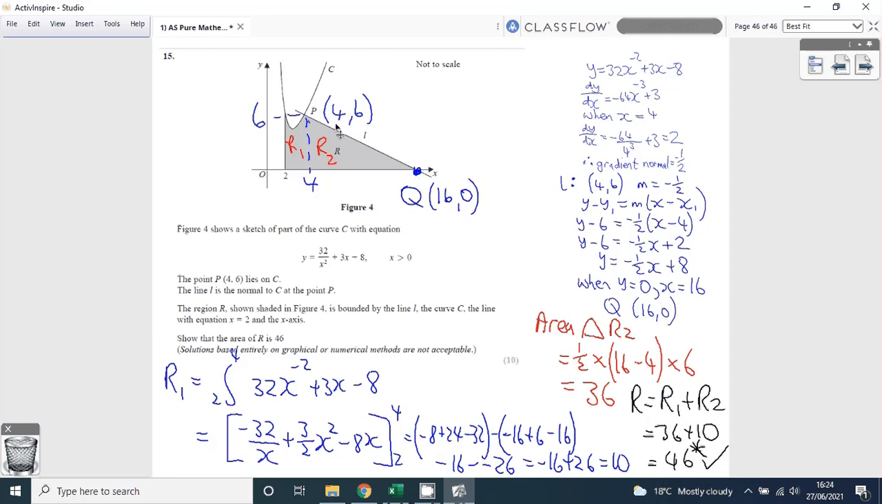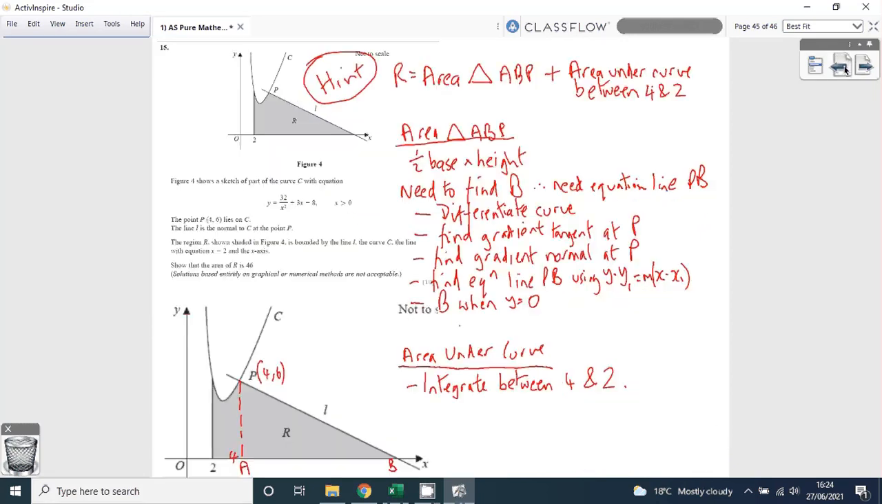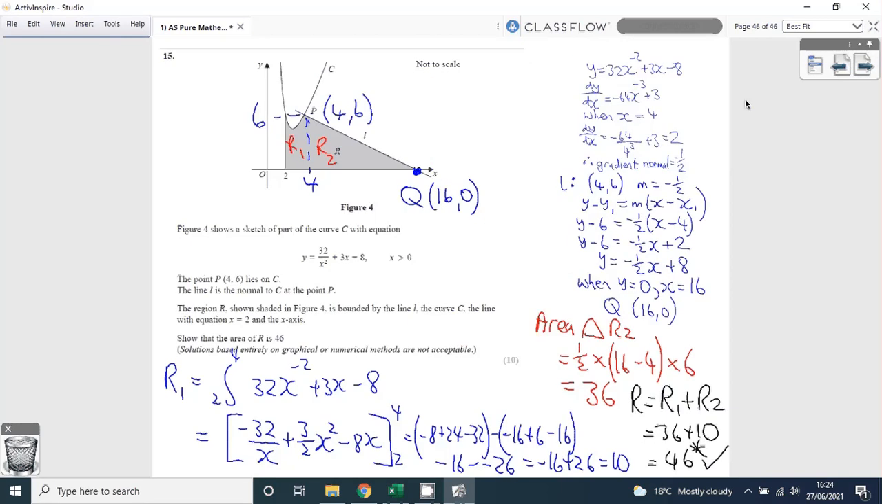So my equation of the line L, the line going from P to what I call B: I know one point on the line, which is 4, 6, and I know the gradient of L is minus a half. So substituting that into the y minus y1 formula, I get this. When I tidy that up, I get y equals minus a half x plus 8. So at this point here, I substitute in y being 0, and this gives me an x value of 16.